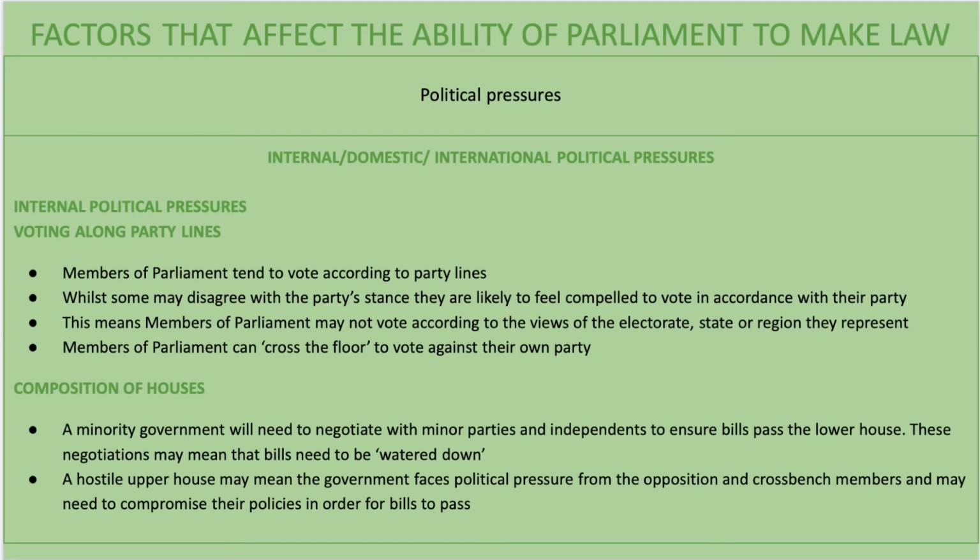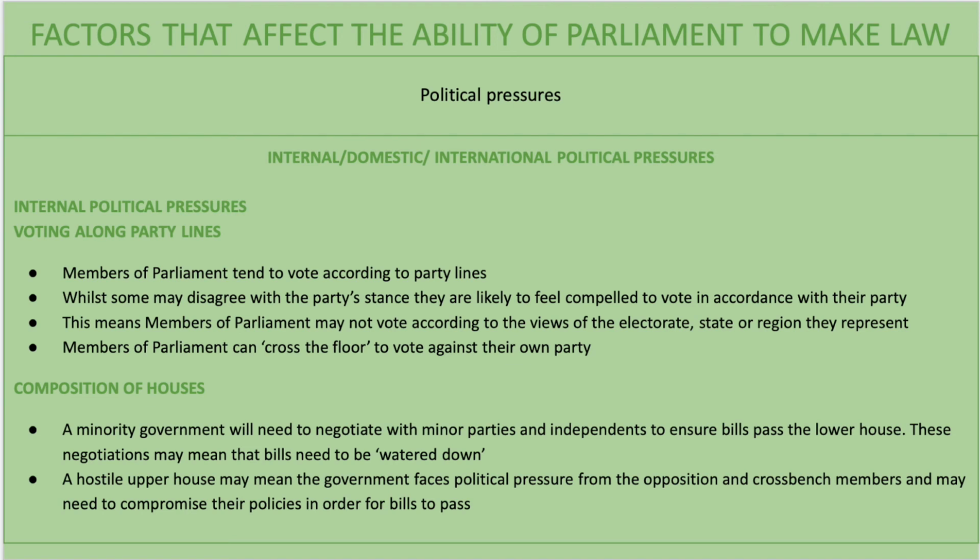Technically, only frontbenchers are bound to party policy, and backbenchers are free to vote as they wish. However, backbenchers have a vested interest in following party lines, as they may risk their chances of being promoted to the front bench if they cross the floor. The composition of the houses. A minority government will need to negotiate with minor parties and independents to ensure bills pass the lower house.